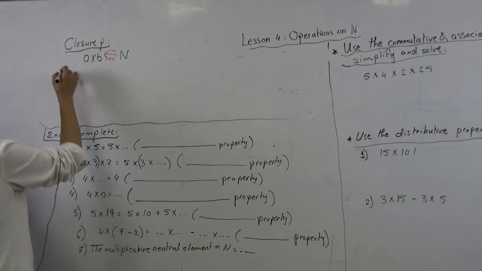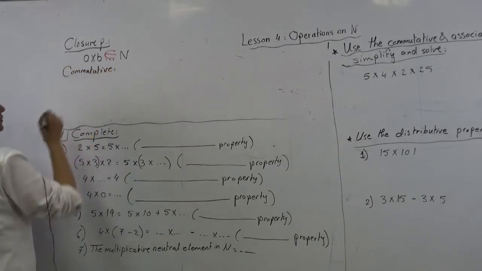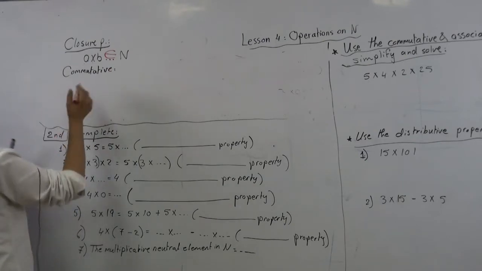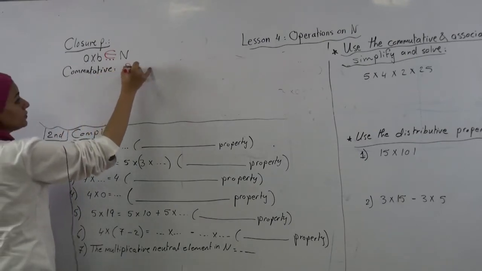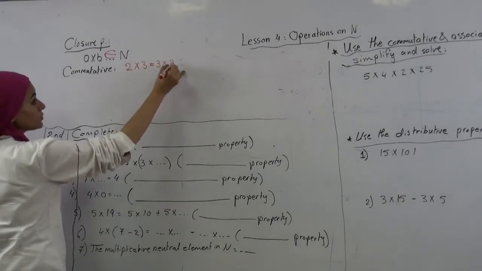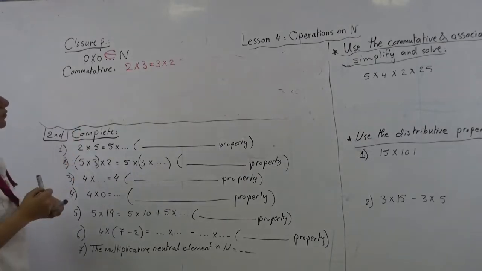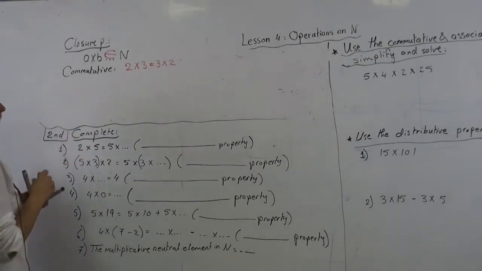The second property, commutative property. For example, if we have any 2 numbers, 2 times 3 is the same and equal to 3 times 2. This is a property or an ability in multiplication, which is called the commutative property.